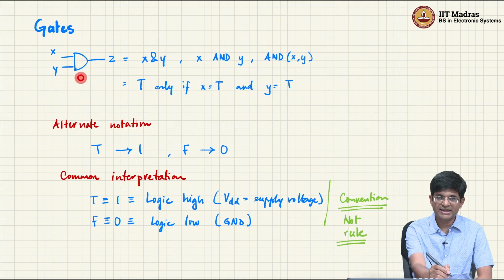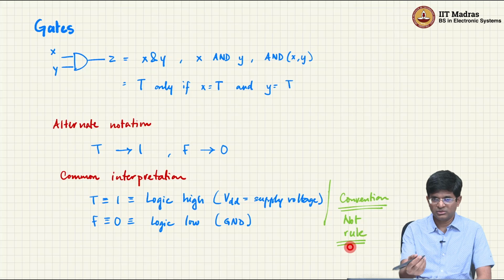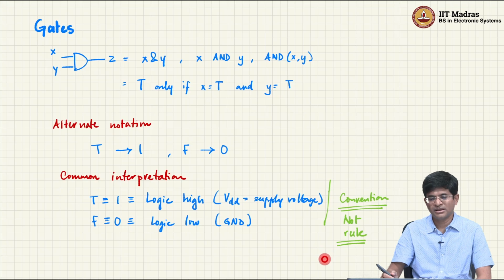It has two inputs, x and y, which are basically named variables, so to speak, and it has one output, z, which is defined as x ampersand y, or x and y, or AND of x comma y. These are all different notations that you would come across depending on the way that you are using to represent the expression. And what it means is that the output z is true only if x is equal to true and y is equal to true. In other words, if both of these inputs are true, then the output is also considered to be true, right?